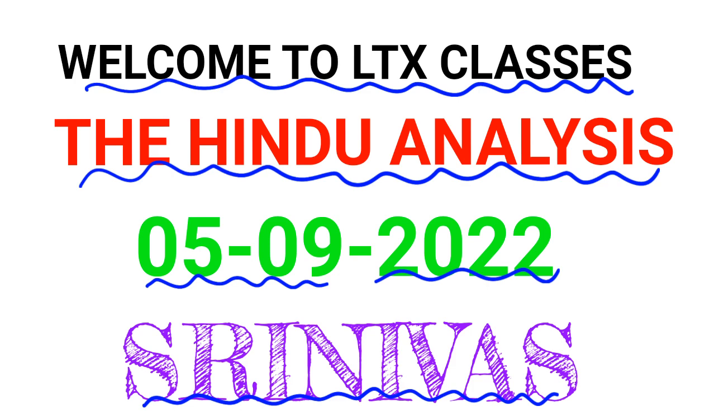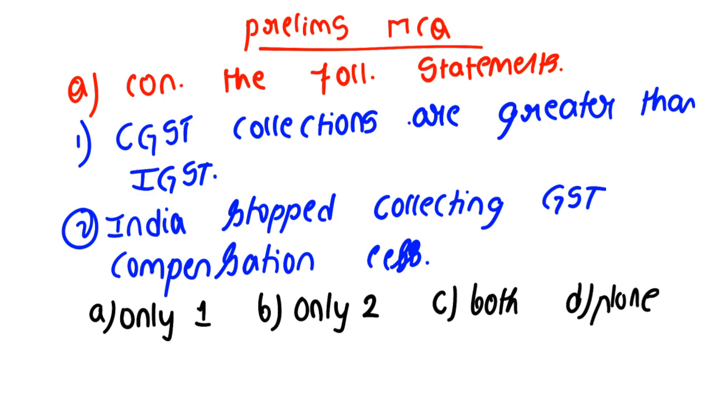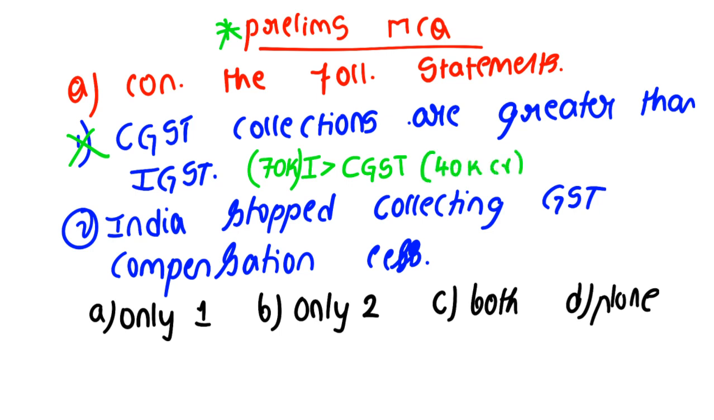Let's focus on those. See, in our last current affairs analysis, we came up with this prelims MCQ: consider the following statements. CGST collections are greater than IGST. No, it is wrong. On that day, I clearly explained that IGST collections are greater than CGST collections, right? IGST collections stand somewhere around 70,000 crores and CGST collections somewhere around 40,000 crores. So it clearly shows that IGST collections are greater than CGST collections, right?